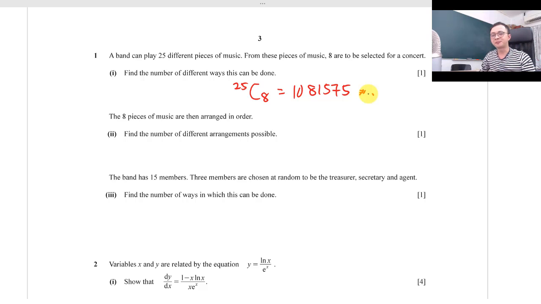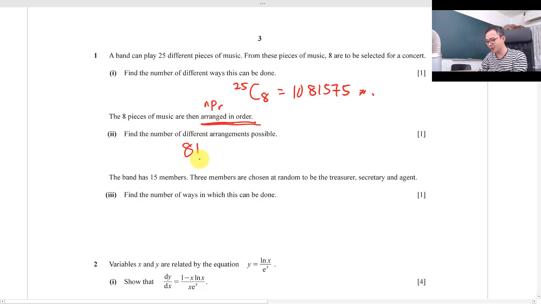The 8 pieces of music are then arranged in order. Whenever you see arranged in order, you know you have to use nPr. Find the number of different arrangements possible. If I were to arrange 8 different songs, I can either do 8 factorial or do 8P8, arranging all the 8 songs, and both should give you the same result. You can use either one of them. You will get 40320. It should be quite easy.